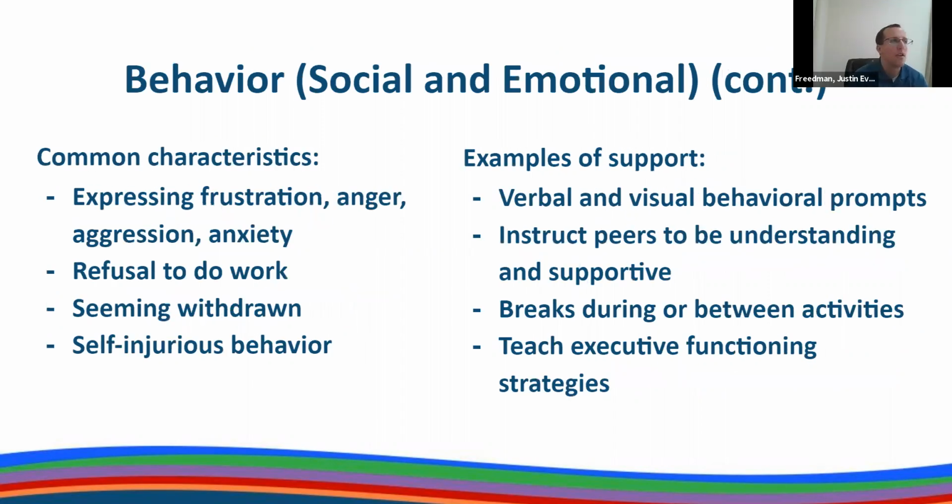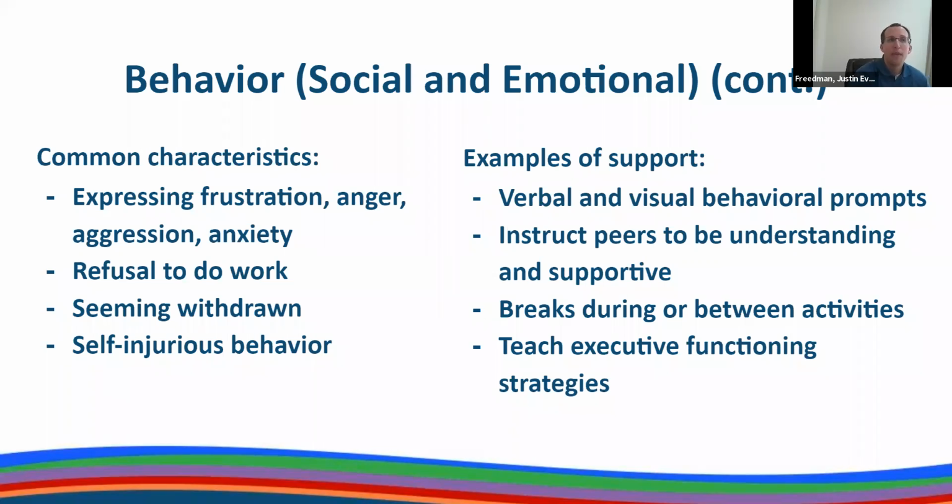Other aspects of behavior, this may be common for students who have emotional regulation impairment, could be expressing frustration or anxiety, aggression, refusal to do work, being withdrawn, or self-injurious behavior, which could affect themselves or even their peers. So in this case, it's important to consider verbal and visual behavioral prompts. So when we prompt students, either by showing them something or speaking to them, that just reminds them, hey, this is the phrase or the image that reminds you to get back on track, to remind you that you're doing this behavior that might not be so positive.